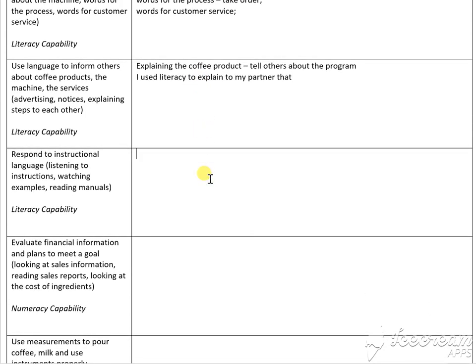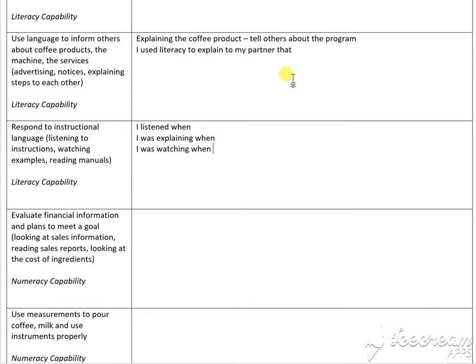The next one is your instructional language. So you could have a think about who have you been working with? Who's been teaching you the different things? So you could say, I listened when, or I was explaining when, or I was watching when, and you might give me an example, like when I was on the coffee cart and I was working with Sophie.